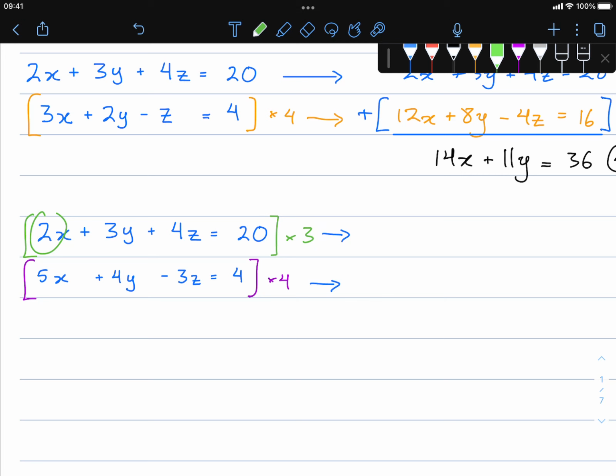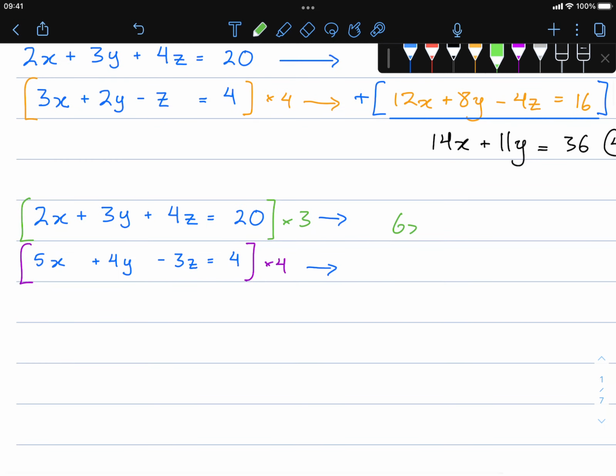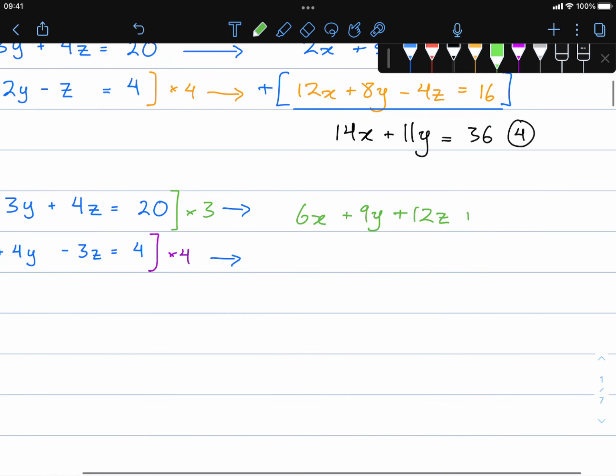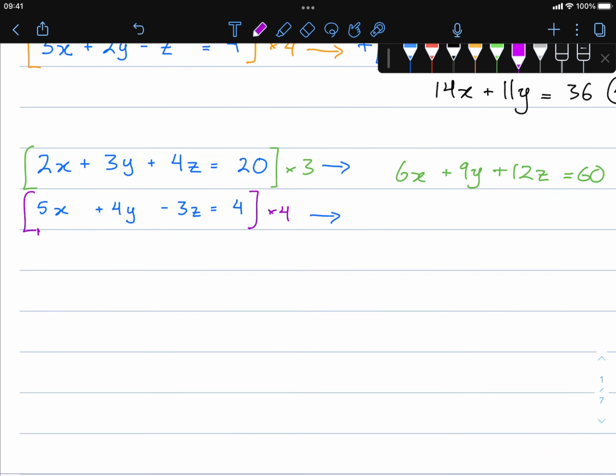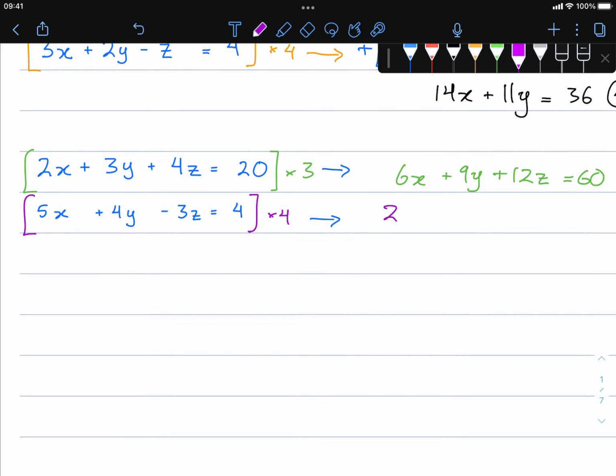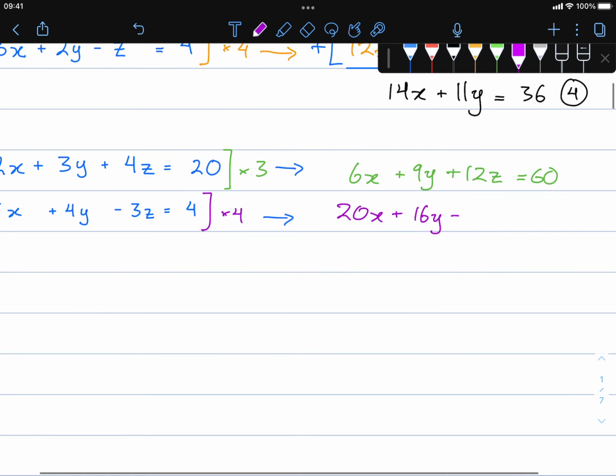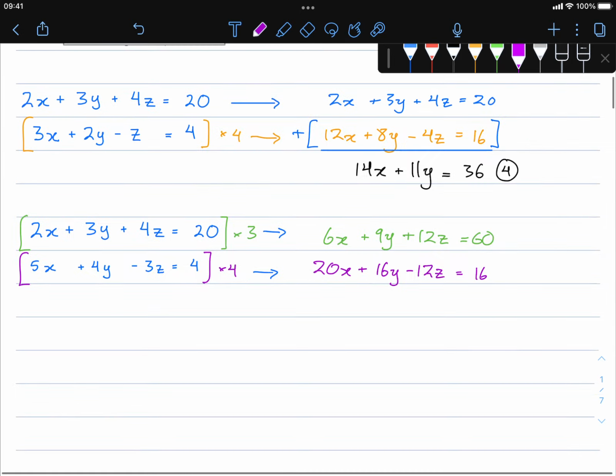So 2 times 3 is going to be 6x. 3 times 3 is plus 9y. 4 times 3 is 12z. 20 times 3 is equal 60. We do the same for the equation number 3. It becomes 20x plus 16y minus 12z equals 16.